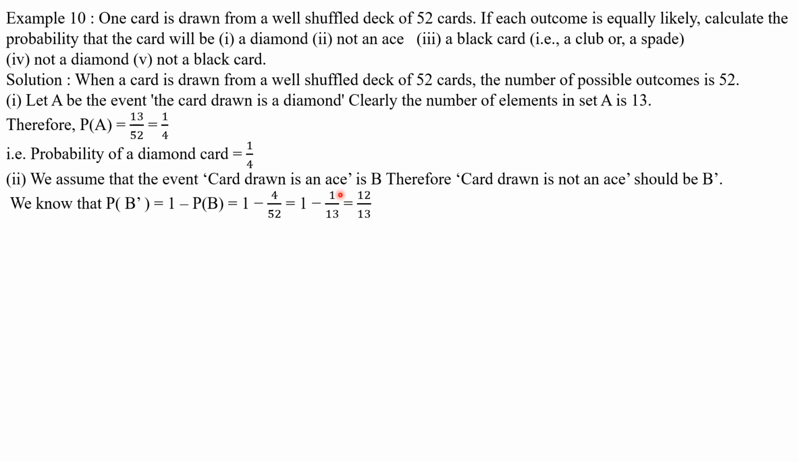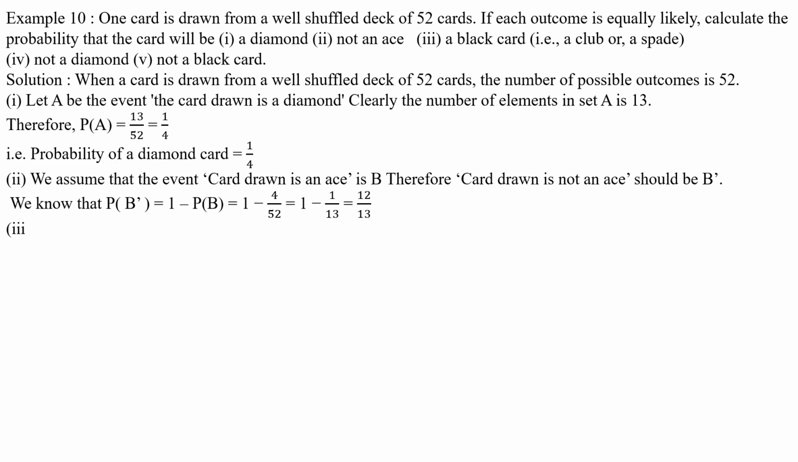In each design, diamond, club, heart and spade, 1 ace card will be there. Totally 4 ace cards. Understood this point, my children? So 4 by 52. Understood this step? That is equal to 1 minus 4 by 52. 4 1 times, 4 13 times, so 1 by 13. By simplifying these two numbers, we get 12 by 13. Understood this step, my children?